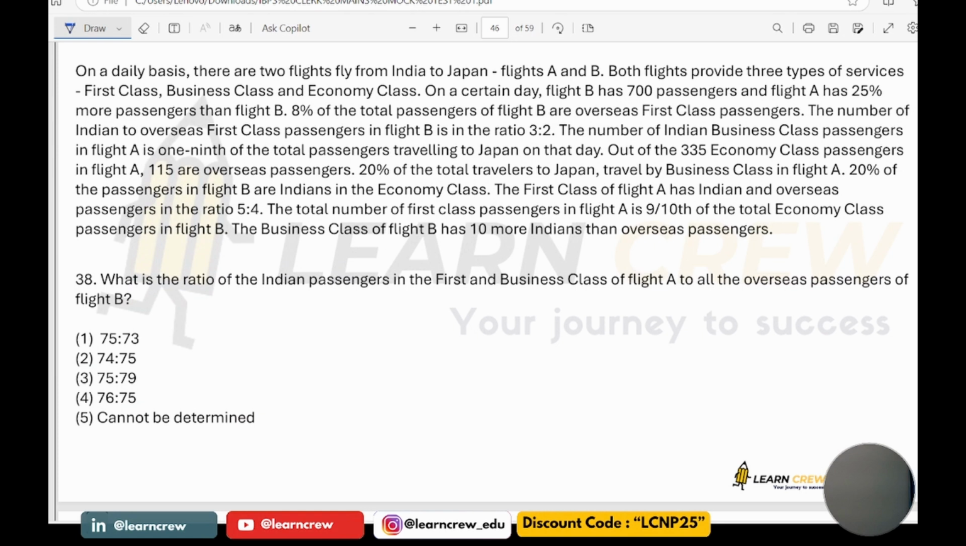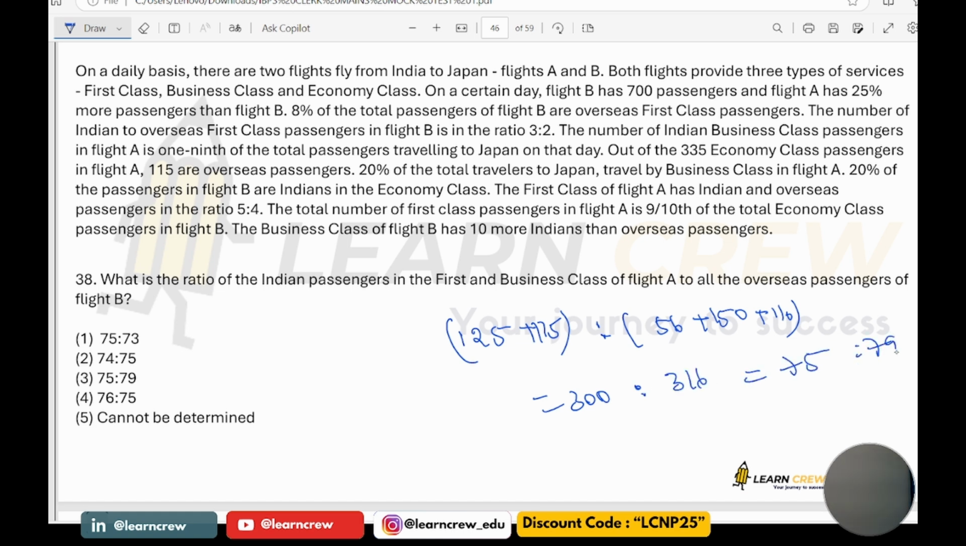Now, what is the ratio of the Indian passengers in the first and business class of flight A to all the overseas passengers of flight B? First and business class is 125 plus 175, which is to the overseas passengers of flight B, 56 plus 150 plus 110. So this is 300 is to 316, which is 75 is to 79. 75 is to 79 is the answer.